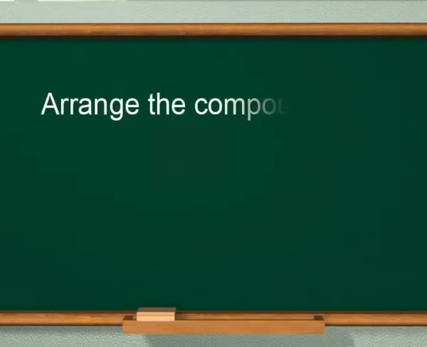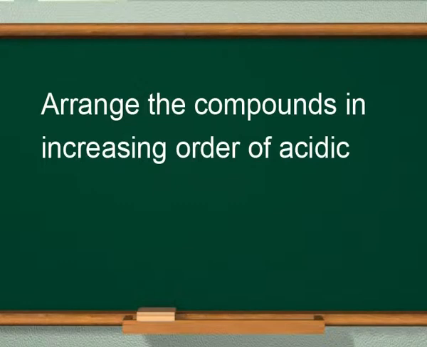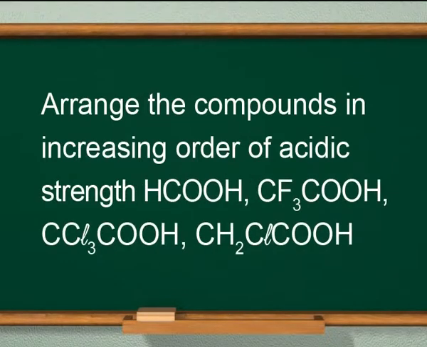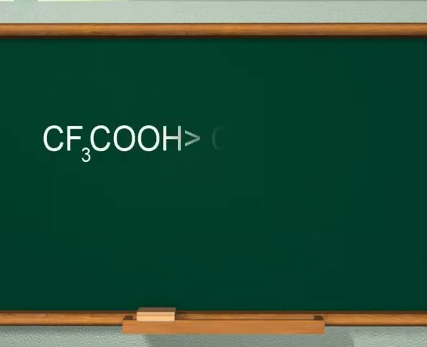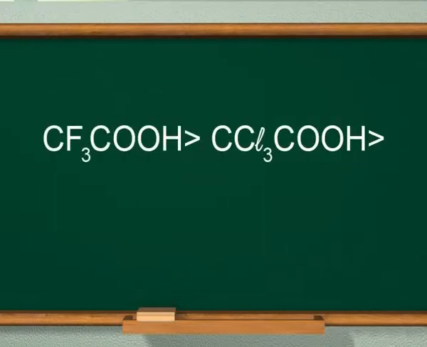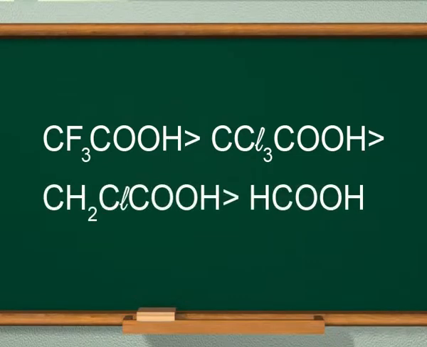The next question is, arrange the compounds in the increasing order of the acidic strength. And the answer is, trifluoroacetic acid is more acidic than trichloroacetic acid, which is more acidic than monochloroacetic acid, which in turn is more acidic than formic acid, as shown on the screen.